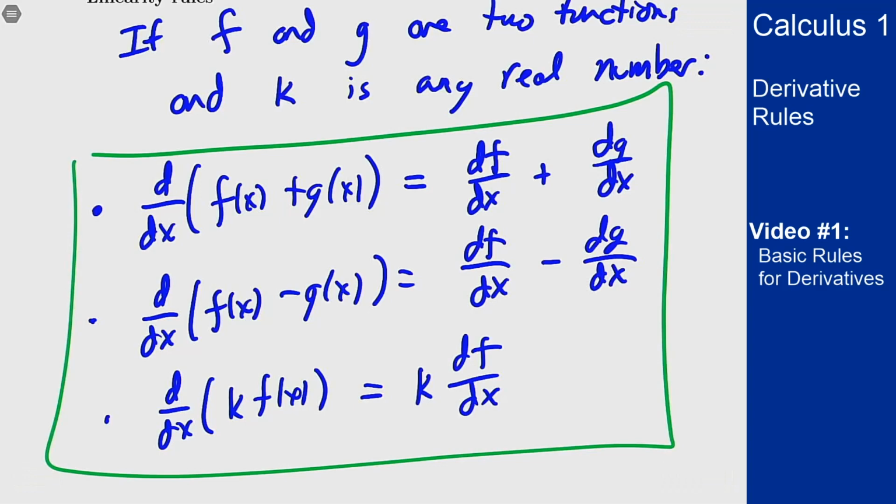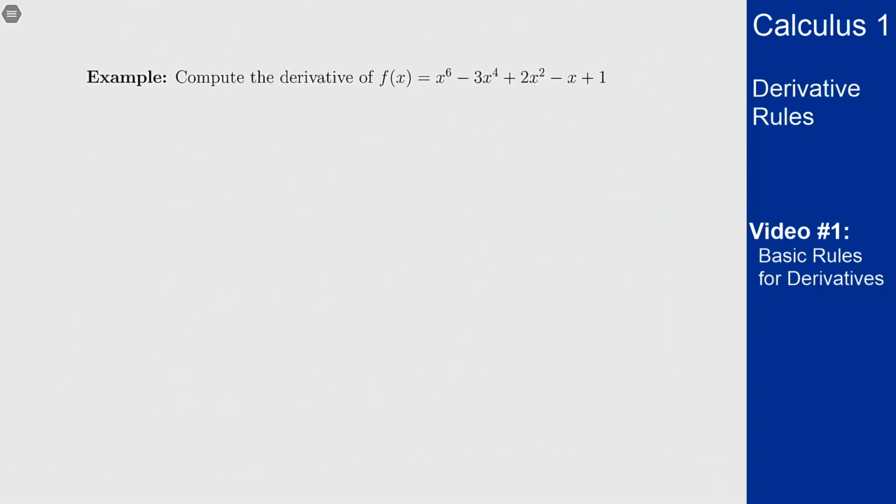So what this tells me is derivatives play nicely with respect to addition, subtraction, and constant multiplication, which basically means that for any polynomial, I know how to differentiate it. How do I do that? I basically just do each term individually and then add them up or subtract them as they're written in the expression with the appropriate constants.